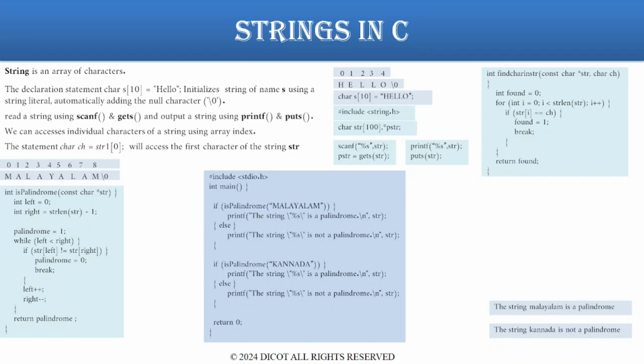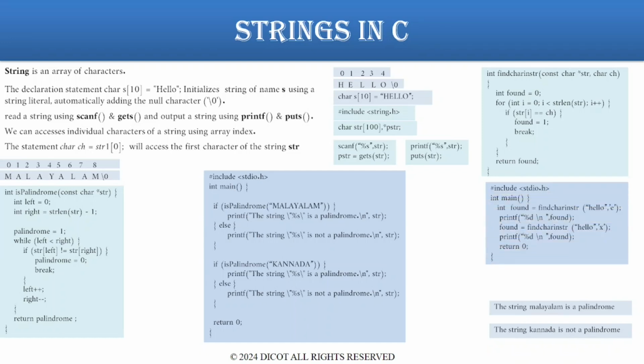Now let's use this function in our program. In this program, the main function calls the find_char_in_str function with hello and e in the first case and hello and x in the second case. For the first case, find_char_in_str will return 1 because e is present in hello. For the second case, it will return 0 because x is not present in hello. The output of this program is 1 for the first case and 0 for the second case.